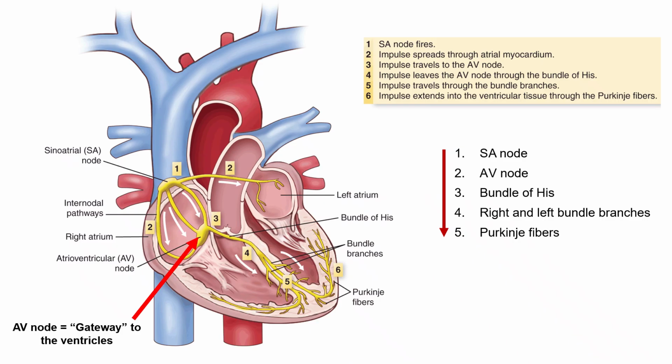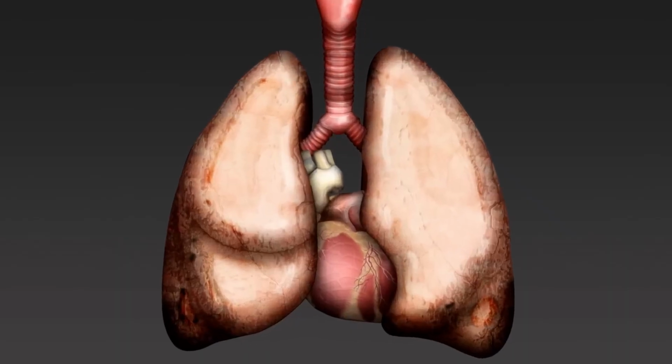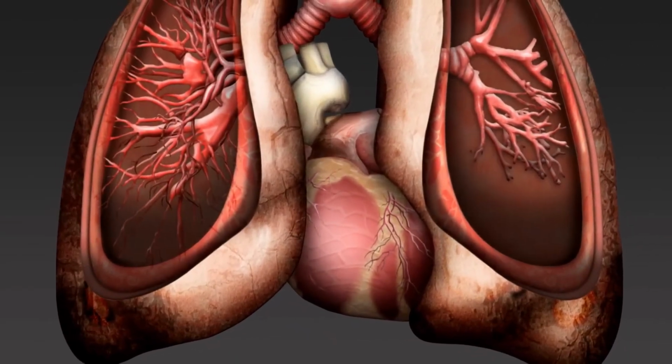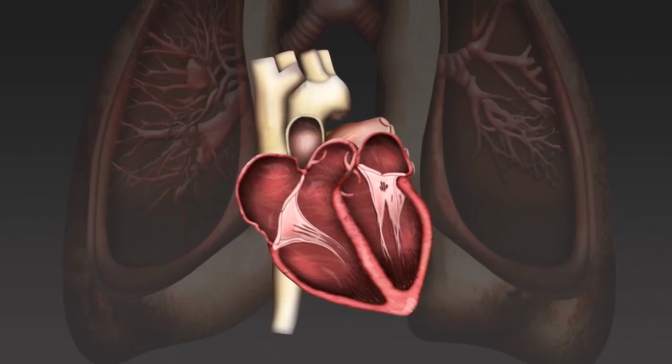This picture shows a numbered version of the order of this electrical impulse. Again, it starts in the SA node and then goes down through the atriomyocardium. It jumps to the other side, to the left side. Then it goes to the AV node, through the bundle of His, to both bundle branches, and it terminates in the Purkinje fibers.